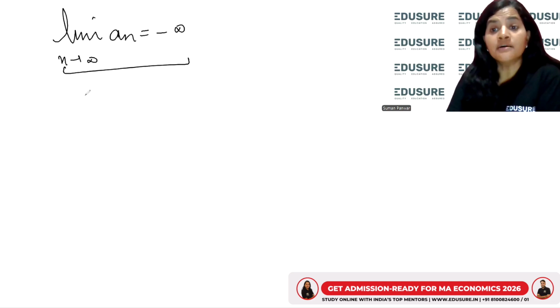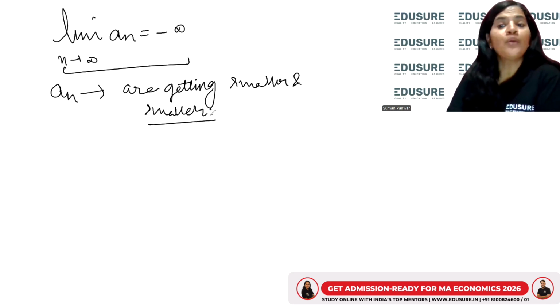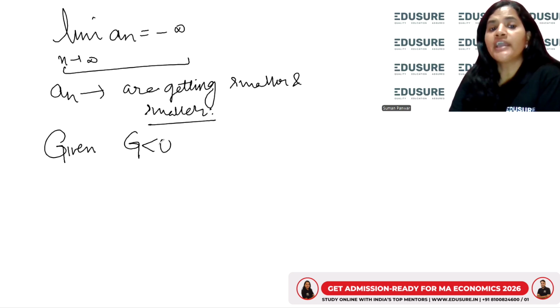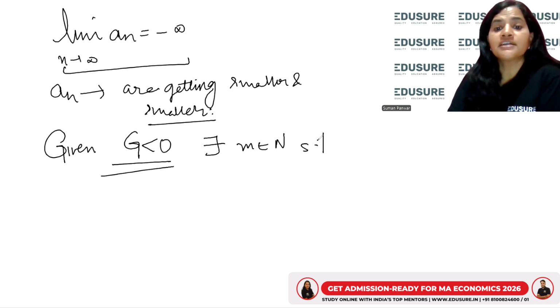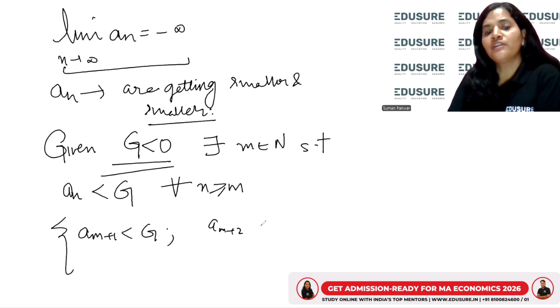It means that the terms are getting smaller and smaller. So how will I claim that the limit is minus infinity? We will say given g negative, you take any negative g, there exists a natural number m such that an will be less than g for all n greater than or equal to m. That means am plus 1 will be less than g, am plus 2 will be less than g, am plus 3 will be less than g, and so on.